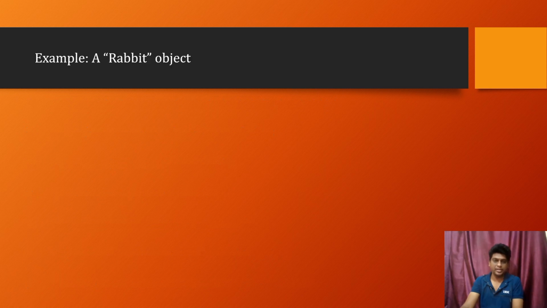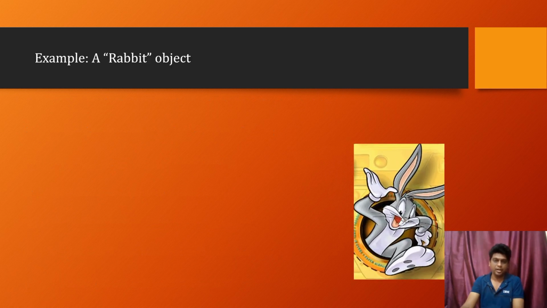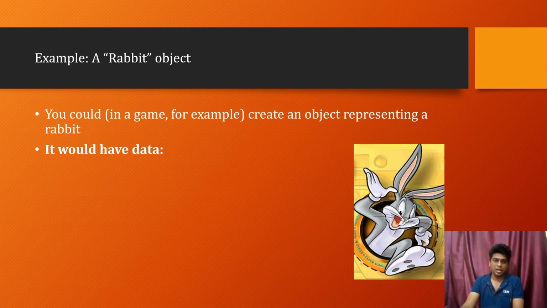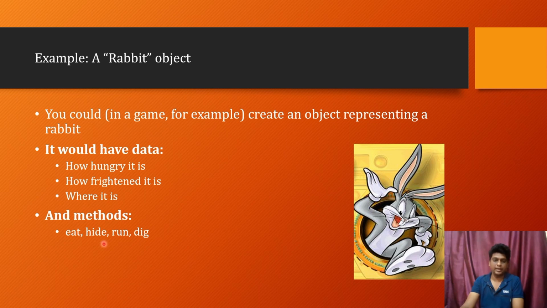For example, here we are considering an object of a rabbit. If you are going to draw a rabbit, how can we represent that object? How hungry it is, how frightened it is, and where it is. Methods are its eating habit, hiding, running and digging. These are the methods that help describe the object.